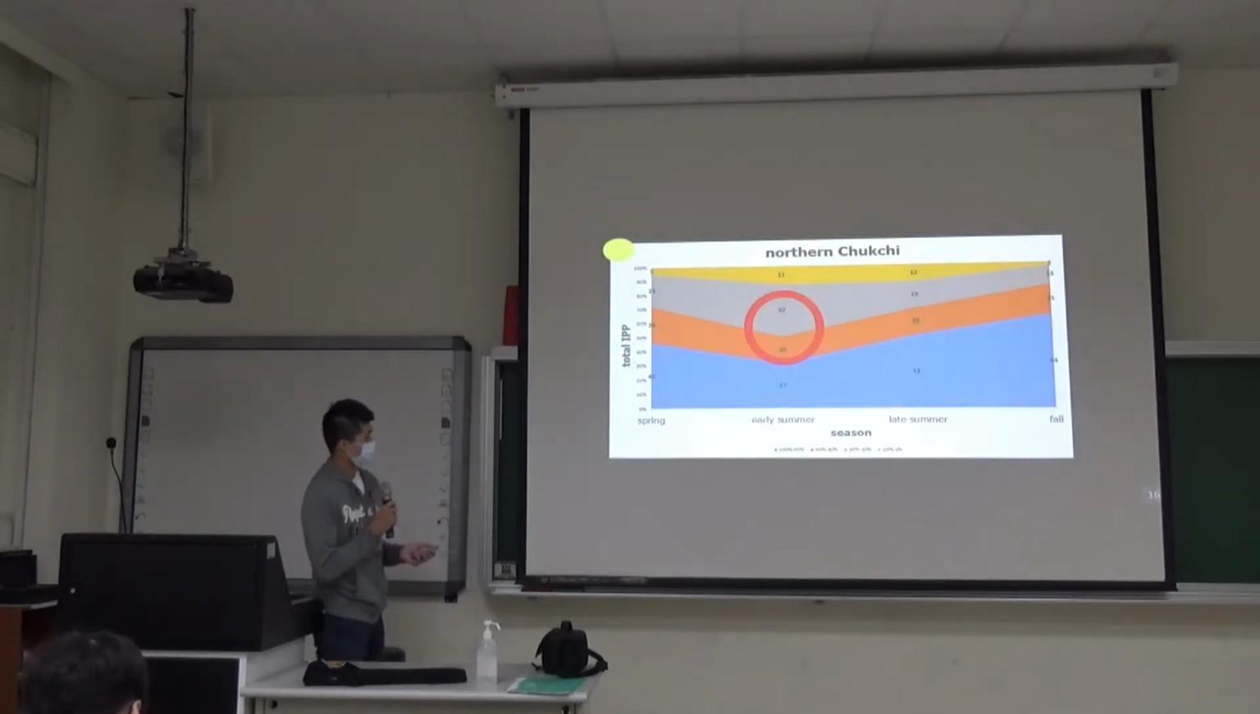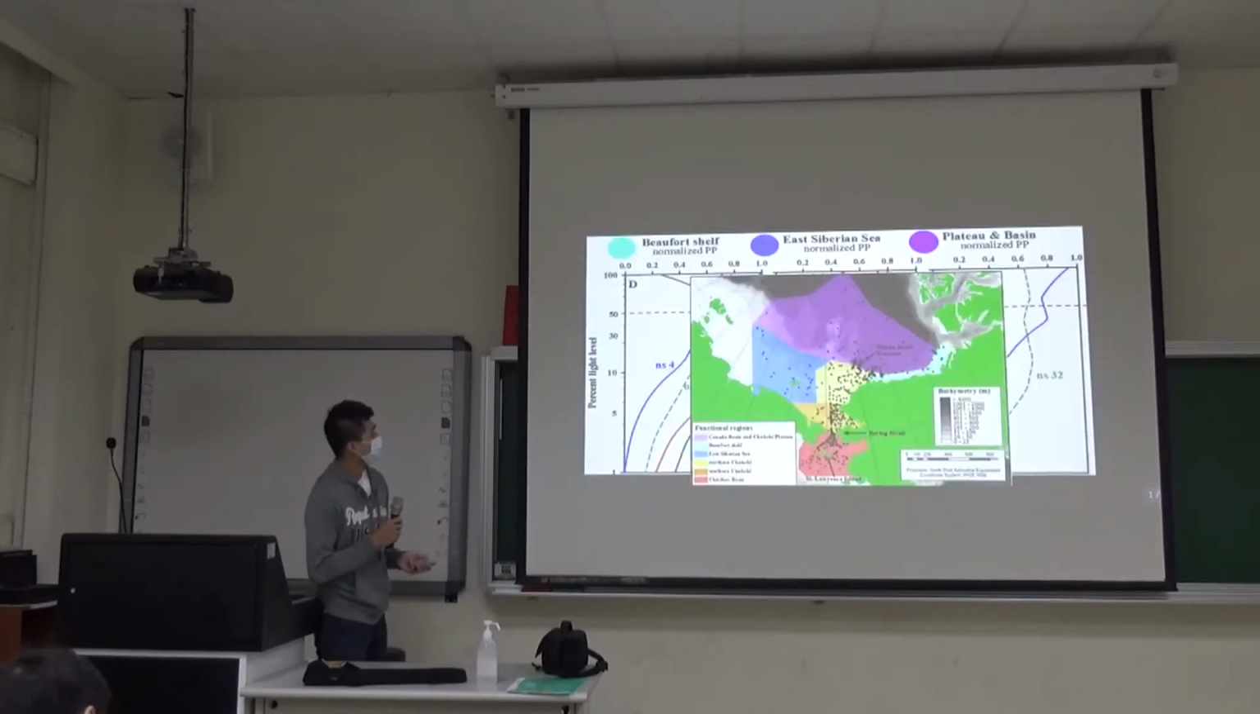The early summer has more than 50% of PP located below the 50% light level. And the other area will be shown in the north part, which is the purple, the Canada basin, and the East Siberian Sea.